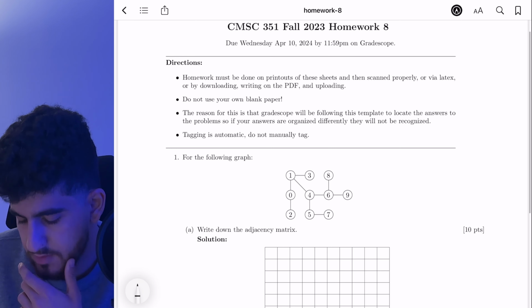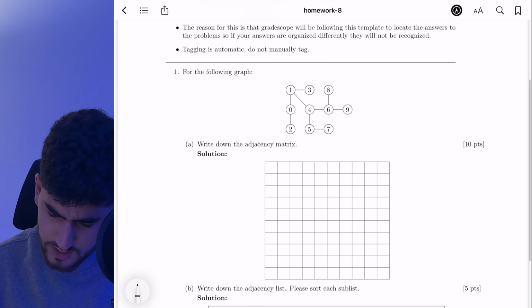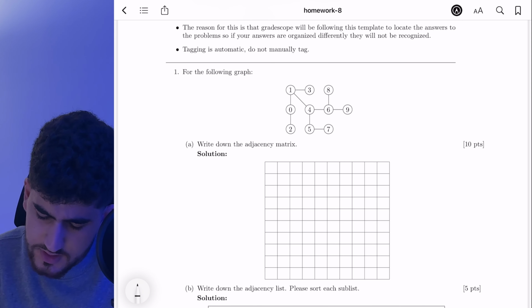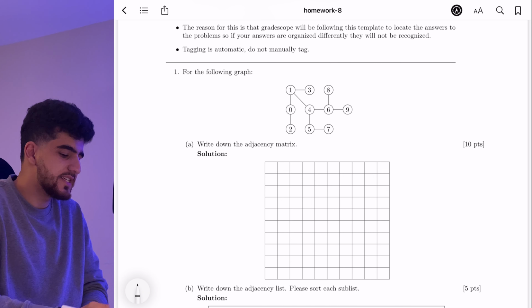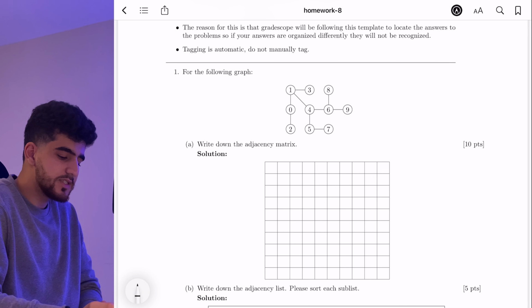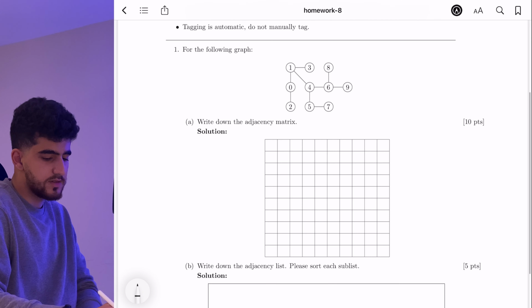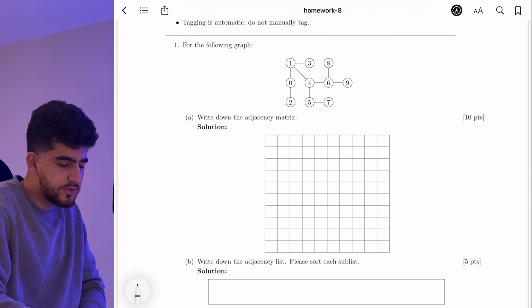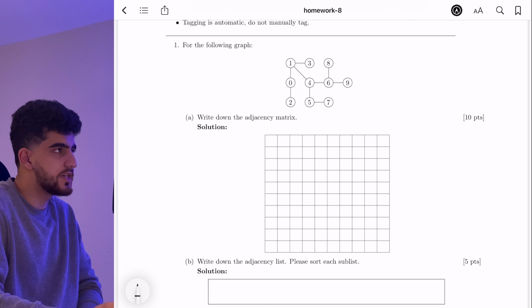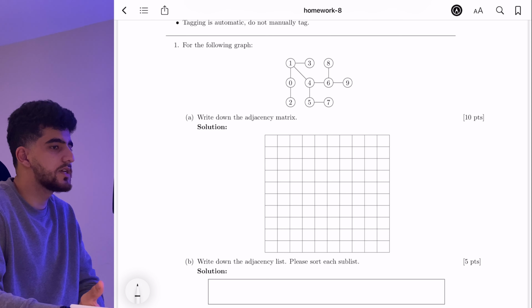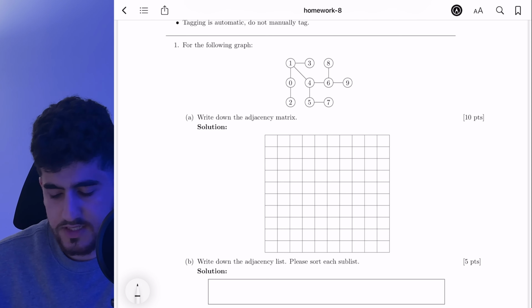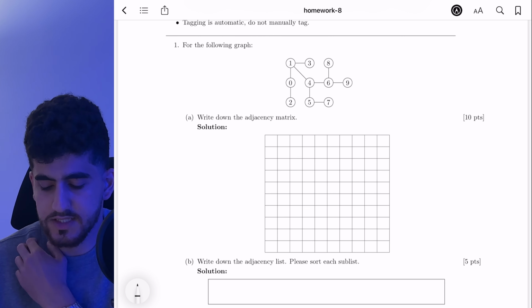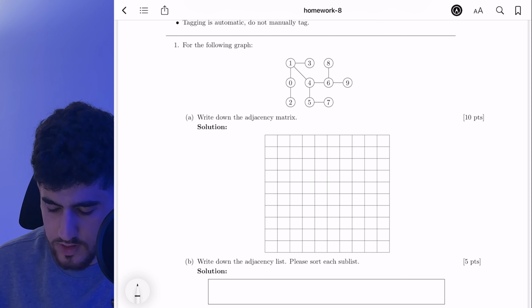Okay, let's start from the first problem. It says that for the following graph, write down the adjacency matrix. Well, it's obvious, right? Between each two vertices, if there is an edge, then we should write 1. If there's no edge, then we should write 0. And this is a simple graph, so the number of edges between each two vertices is at most 1.